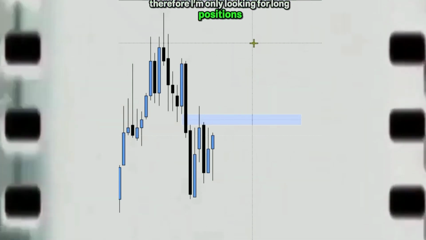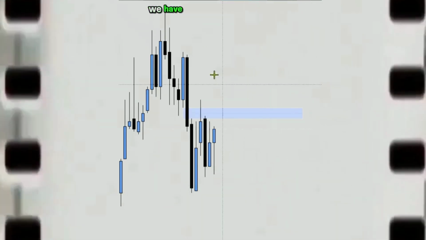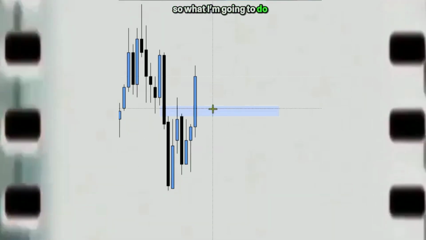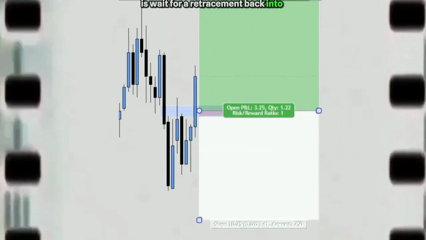And this is one of the trades that I took on my funded account. As you can see right here, we have created a bearish fair value gap. And my bias for today is long, therefore I am only looking for long positions. I'm not interested in short. We have this bearish fair value gap. Now most ICT traders would actually be looking to short from this bearish fair value gap, but I long from bearish fair value gaps. As you can see, this fair value gap has now been inversed, so what I'm going to do is wait for a retracement back into the fair value gap.